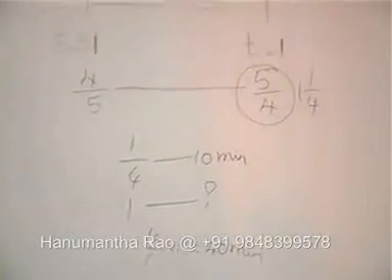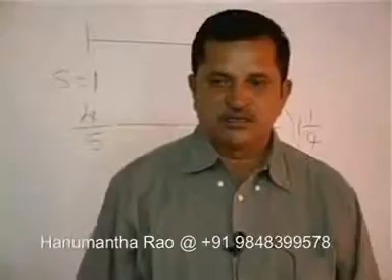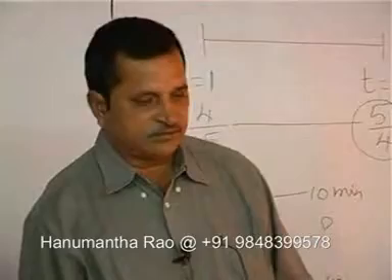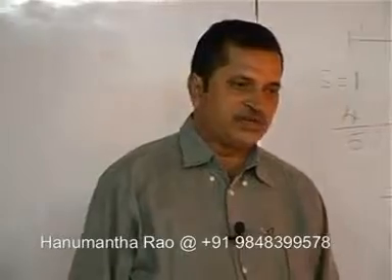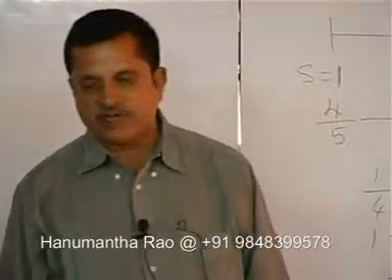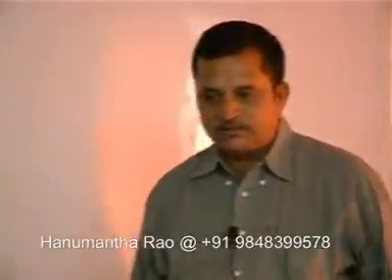Walking at 5 by 3 of his usual speed, a man is 10 minutes early to his destination. Find his usual time.